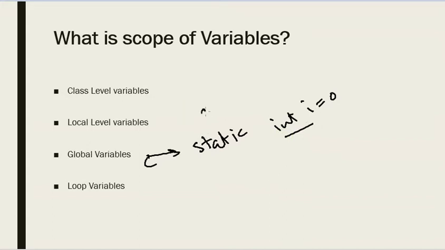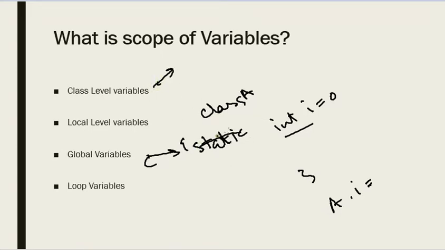Let's say it is inside a class A, then in any other class anywhere in the project we can use A dot i to access this variable. So this is kind of a global variable. What is a class level variable? Class level variable is the same.